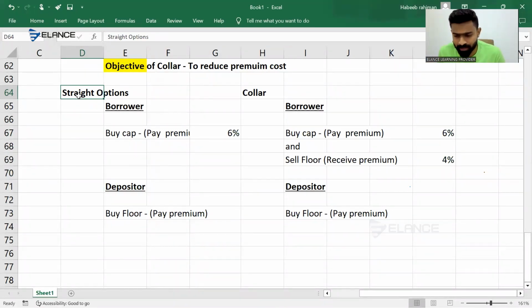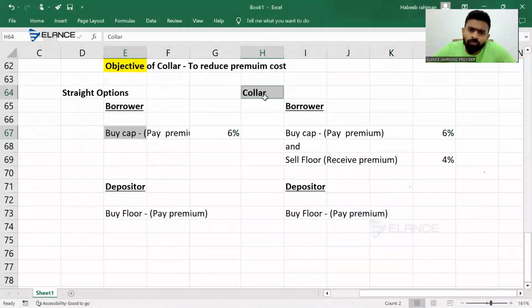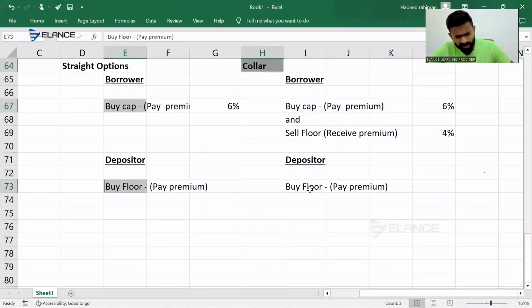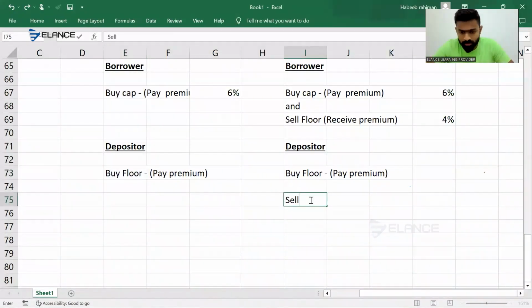If you just take a cap, it's a straight option. Instead of a cap, you can take a collar. Instead of a cap, the collar will be cheaper. Even instead of a floor, the collar will be cheaper. A collar means simultaneously buying and selling options. For a depositor, he will buy a floor. Simultaneously, he sells what?